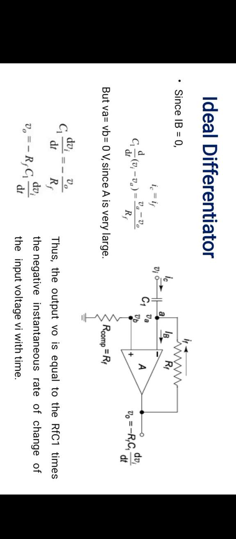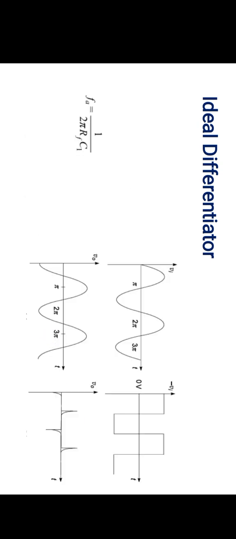Thus, the output V0 is equal to RF C1 times the negative instantaneous rate of change of the input voltage Vi with time. This is the circuit diagram of the ideal differentiator. For the analysis, we get the Fa value equal to 1 by 2 pi RF into C1. This is the waveform of the differentiator.